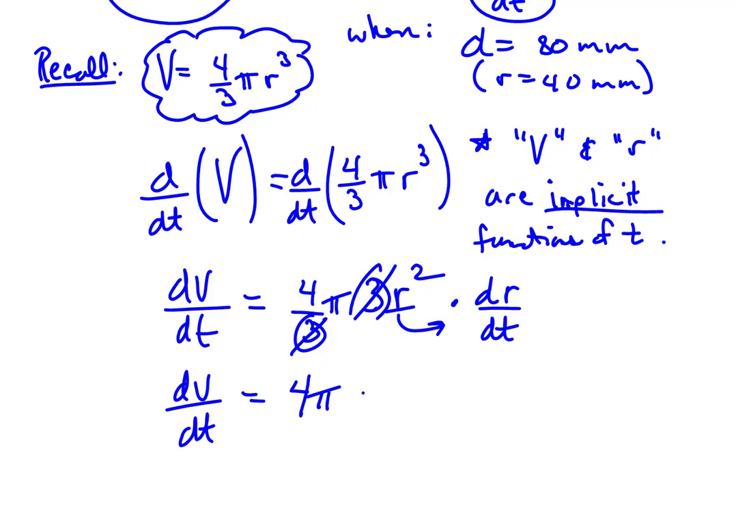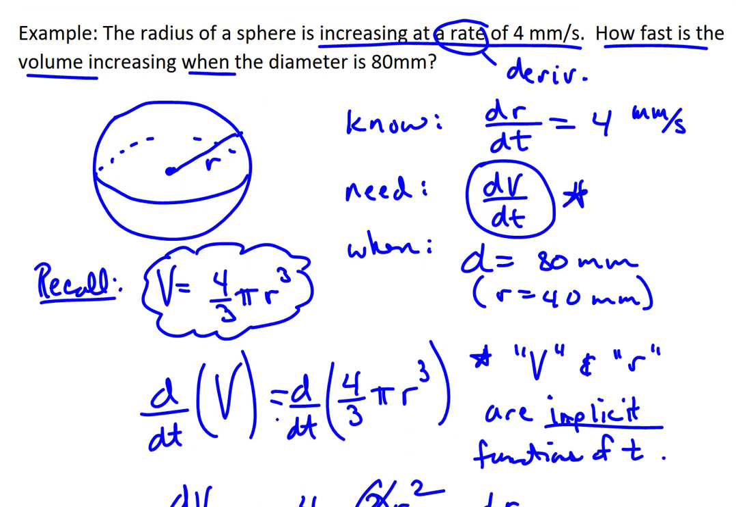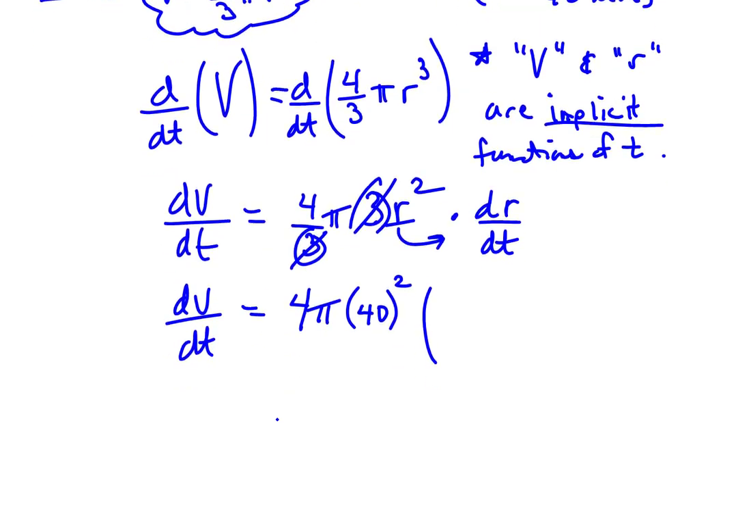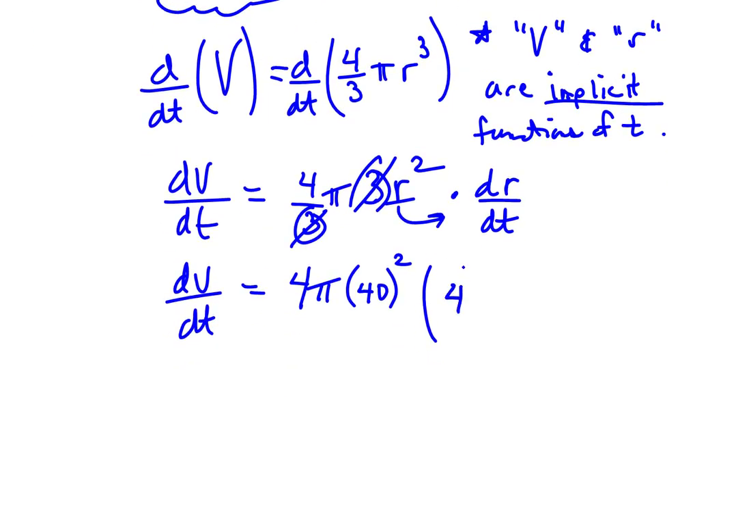And then r squared, but remember we said we want this when r is 40. It was actually when d is 80, but we said that really means r is 40. So I'm going to put 40 in for r, which means I now have 40 squared, and then times dr dt, but that was also given above. If you go back, we know that dr dt was 4. So we can plug in 4 for dr dt there.